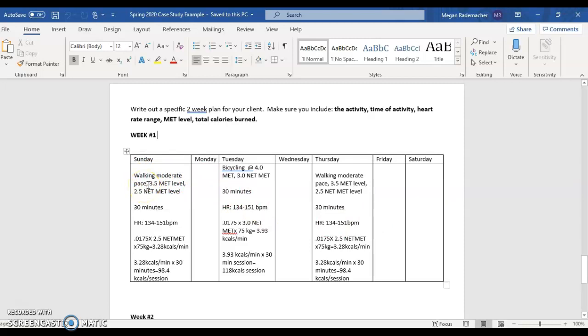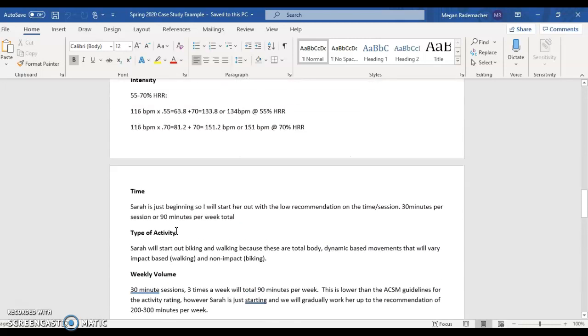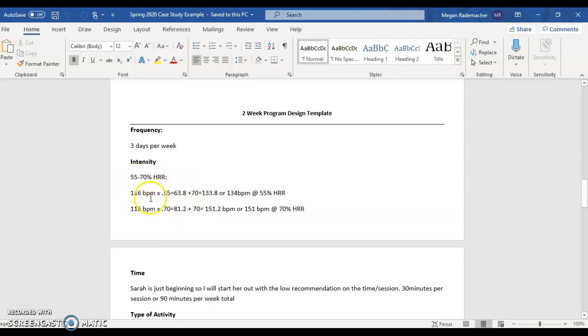I found that by using my energy expenditure calculation sheet, and gave you a variety of MET levels. There's also a link to a website with varying different activities of MET levels, so feel free to use that as well. So we know that's a 2.5 net MET level. We're going to have her exercise 30 minutes. Her heart rate will be 134 to 151 beats per minute, and I know that because ACSM recommended 55 to 70% of heart rate reserve. So I just did the math.